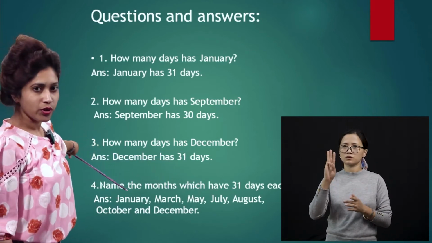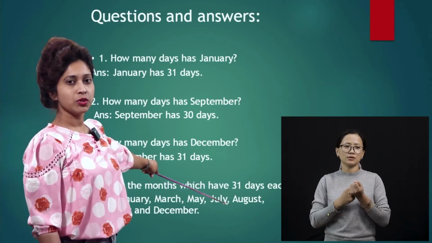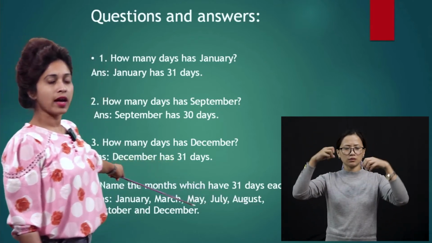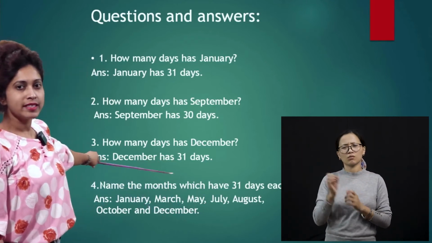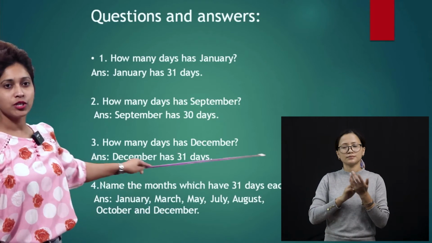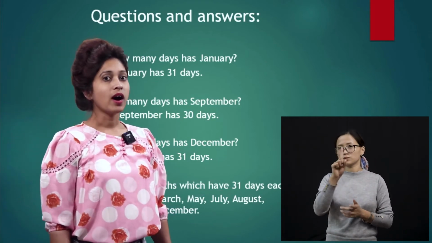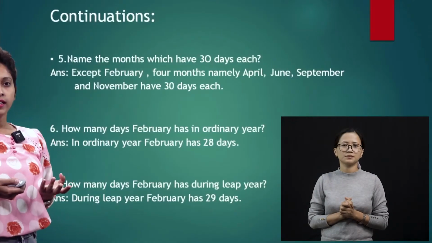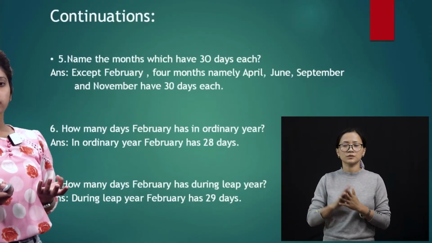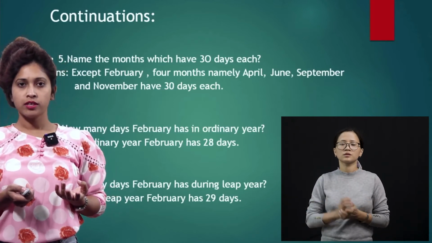So it is January, the first month, then March, then May, July, August, then you have October, then you have December. So how many days do these months have, children? All these months have 31 days. All right, children? Then it was about the leap years. And then we are done with today's chapter.